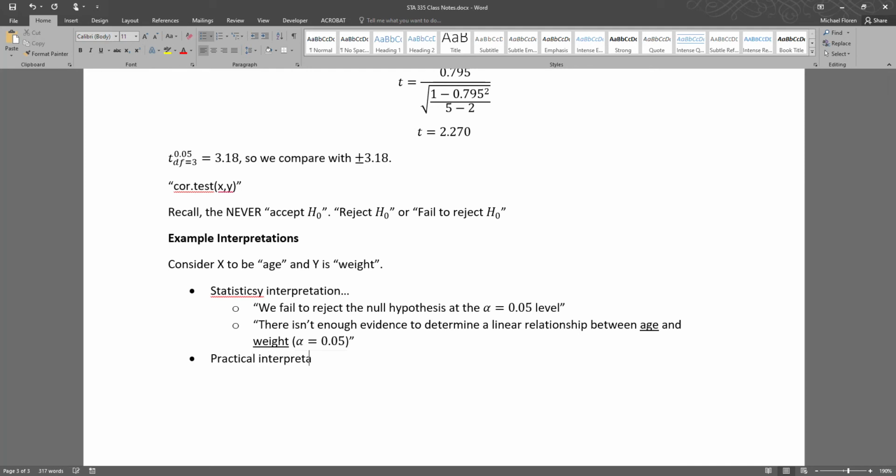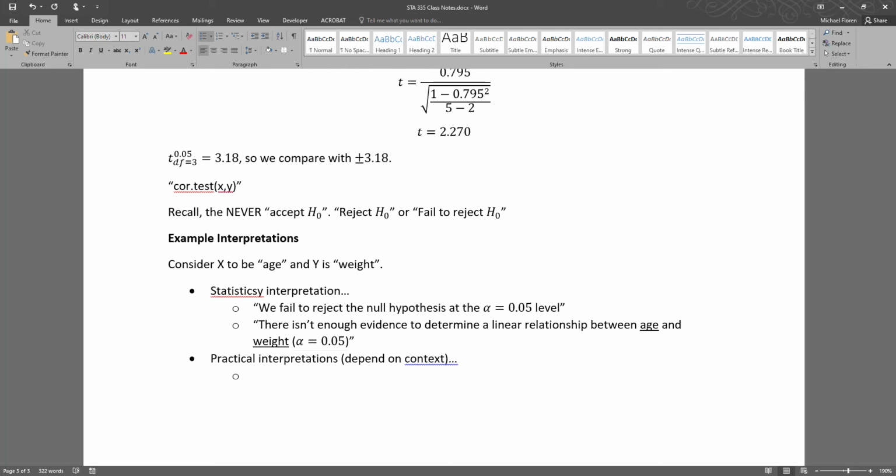For practical interpretations, these are another style. Note that above, this kind of depends on context. This first one doesn't at all depend on the context. The second one somewhat does. It discusses the variable names at least, but it doesn't actually provide much in the way of interpretation for a client or a boss. For that, we can provide a more practical interpretation.